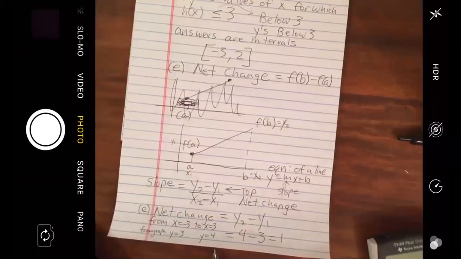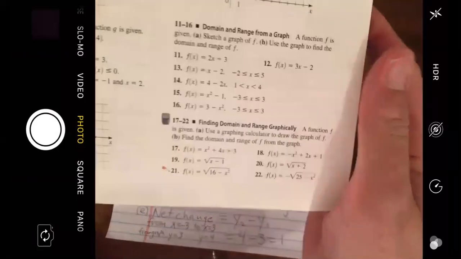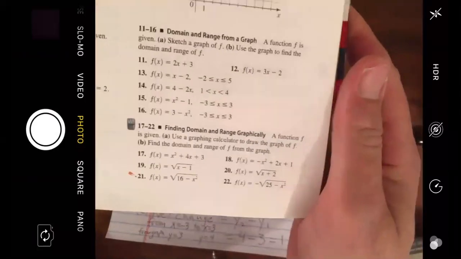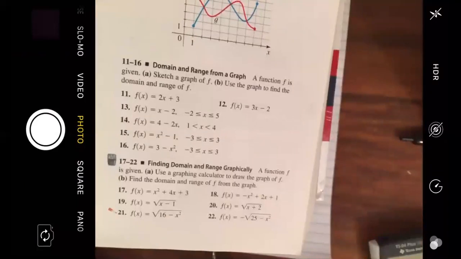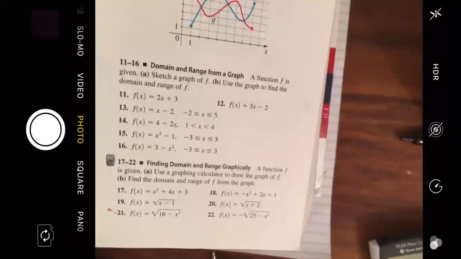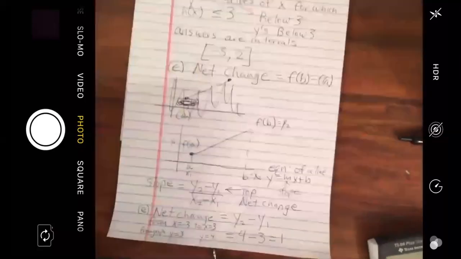You want another example of those while we're on it, or would you rather stick to 2.3? I'd rather just stick to 2.3 for right now. Okay. You want an example of something like problem 11, domain and range from a graph? Yeah, if you don't mind. Okay, let's contrast 11 and 13, because it just depends on what information they're giving you.